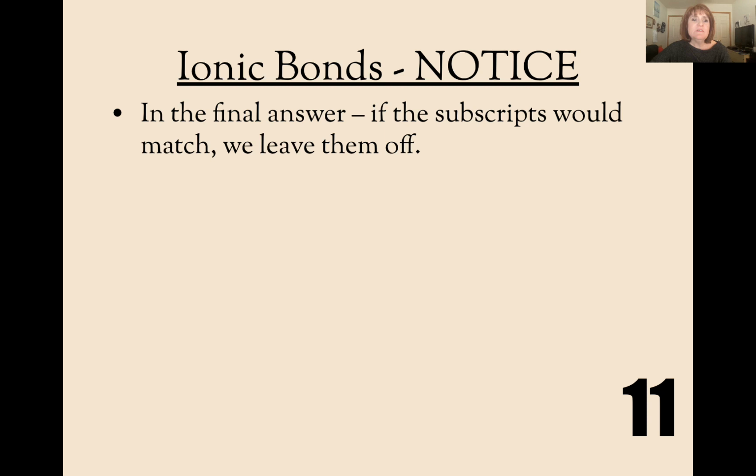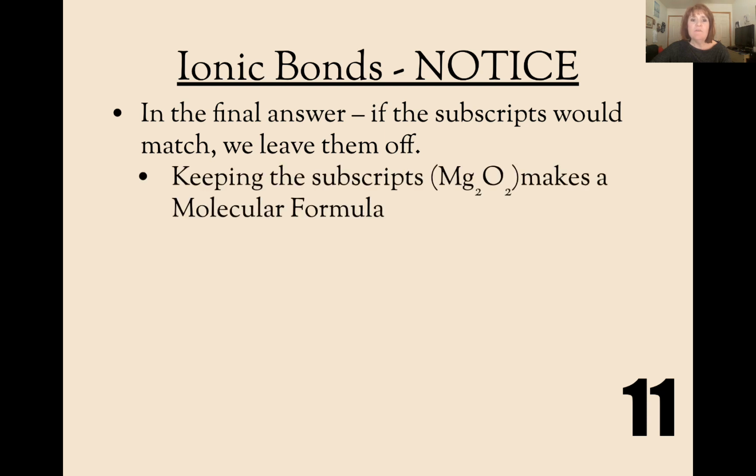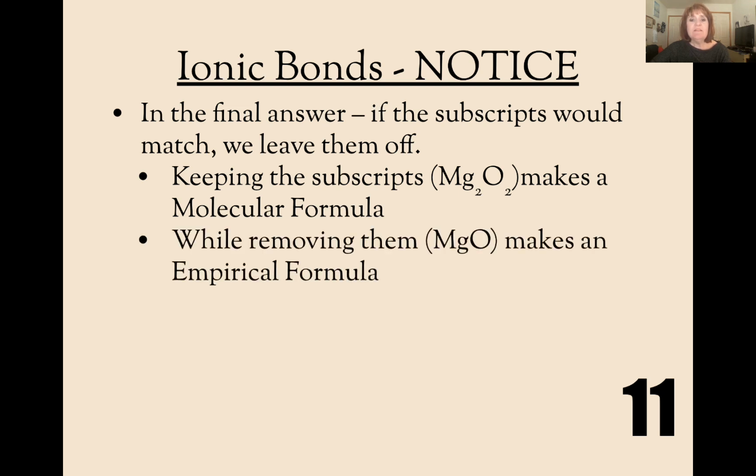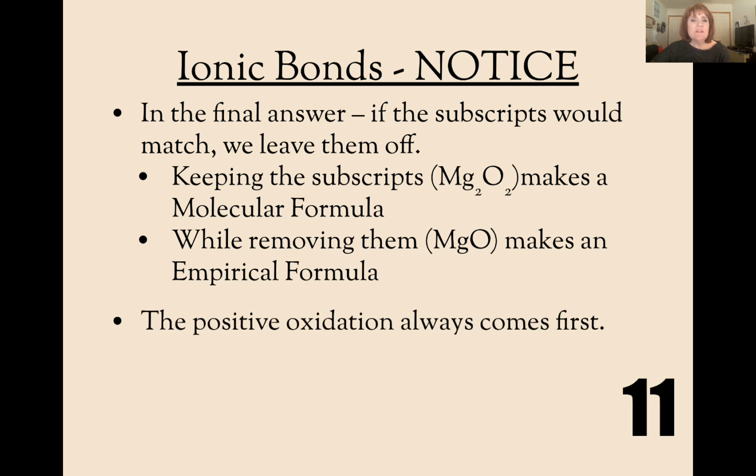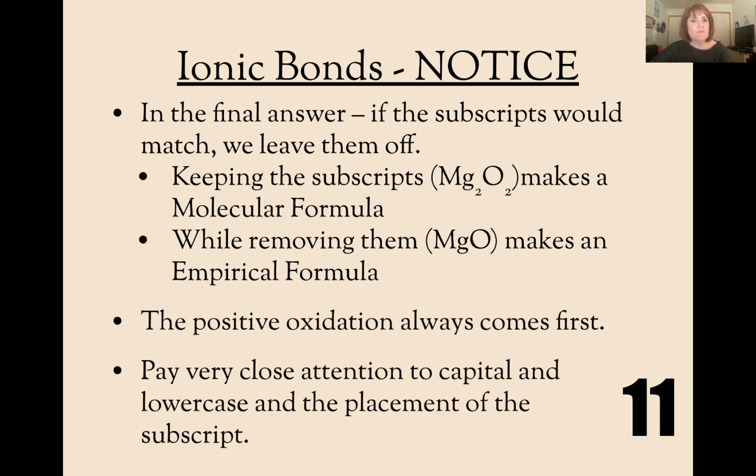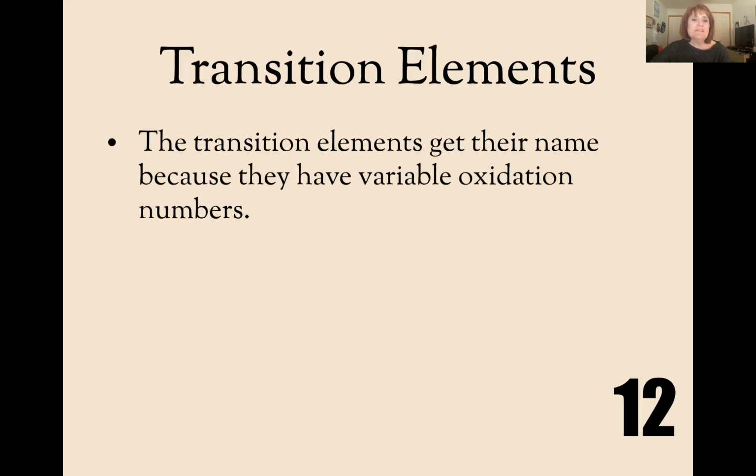Things to notice: if the subscripts were to match, we leave them off. However, keeping the subscripts like Mg2O2 would make a molecular formula, but taking them off writes an empirical formula, and you'll be learning more about that in the reading. The positive oxidation always comes first, and you do have to pay very, very close attention to capital, lowercase, and the placement of subscripts. They do need to be subscripts and not just written behind, because that could get confusing in a couple days. Now let's look at those transition elements.